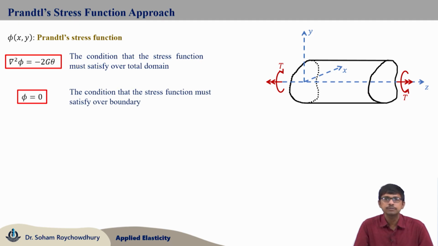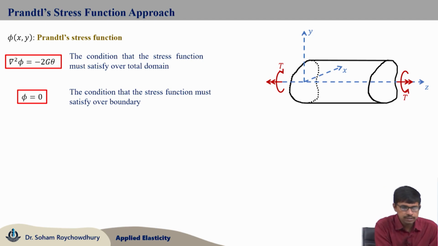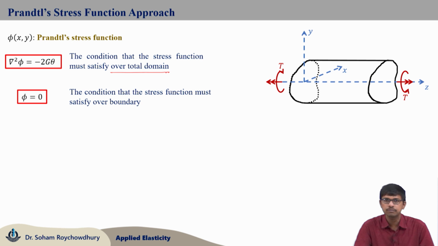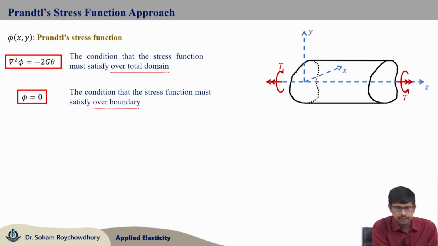Actually, it should be phi equals constant, and for the singly connected boundary, meaning for solid shafts which only have an outer boundary, we choose that constant to be 0. So, phi equals 0 is the second constraint which should be satisfied by the Prandtl stress function phi over the outer boundary. The first condition should be satisfied over the total domain for all values of x and y over the entire cross section, whereas the second one must be satisfied only along the outer boundary, only along this boundary curve.